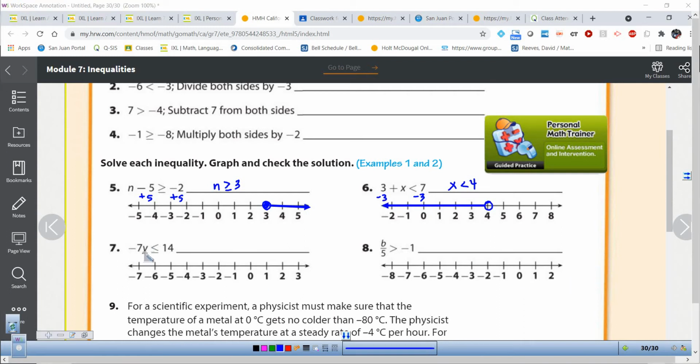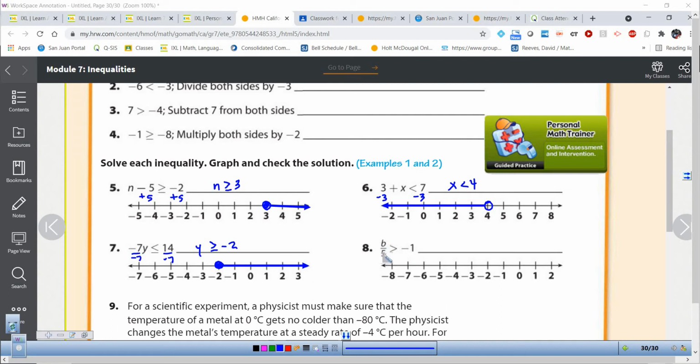This one right here, negative 7 times y is less than or equal to 14. This time I'm going to divide by negative 7, because that's the inverse of multiplying by negative 7. But since I divided by a negative, I must reverse or flip that inequality sign. So I get y is greater than or equal to. It was less than or equal to, now it's greater than or equal to negative 2. I'm going to put a closed circle on negative 2 because it's greater than or equal to. That equal to makes the circle closed. And then the arrow is going to go to the right.